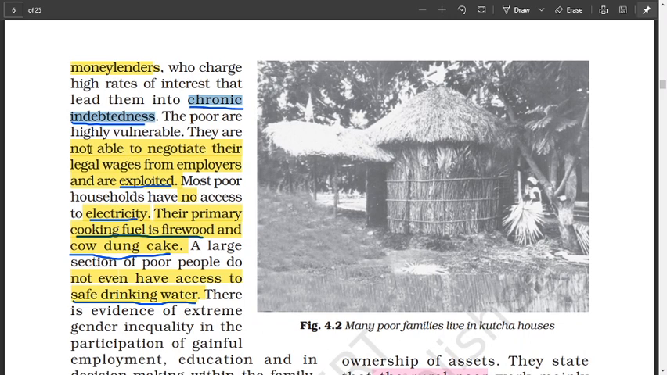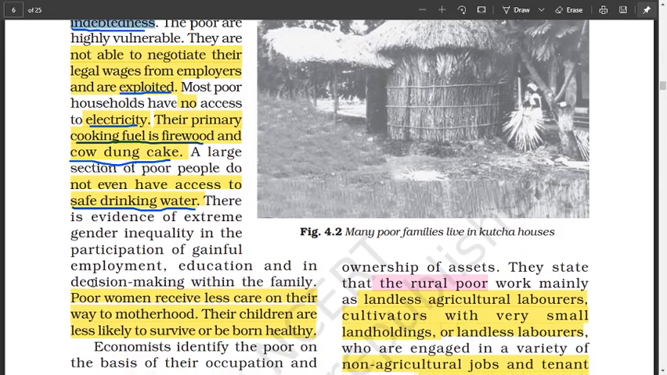Even if they work, they are not able to negotiate the legal wages from employers, and hence they are exploited. The government has fixed the minimum wage that should be given, but sometimes they do not get that wage fixed by the government, and they can't negotiate, they can't say anything, or they'll be left with no job. So no electricity, forget about that. They don't even have a house to live in, most of them. They cook with fuel, firewood, and cow dung cake. Drinking water, they don't get access to safe drinking water.